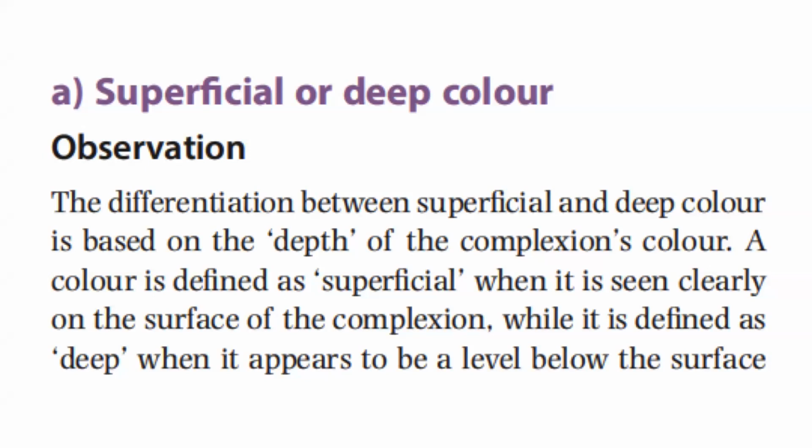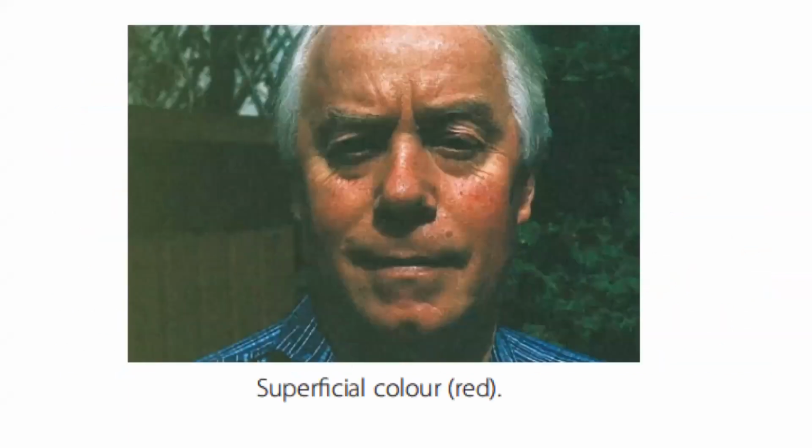Observation. The differentiation between superficial and deep color is based on the depth of the complexion's color. A color is defined as superficial when it is seen clearly on the surface of the complexion, while it is defined as deep when it appears to be a level below the surface.